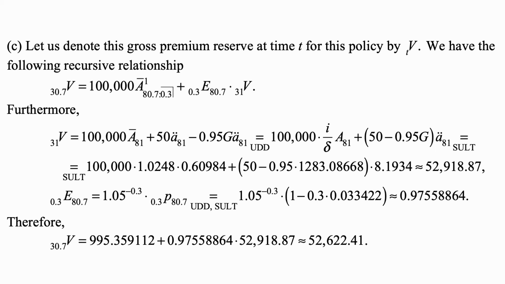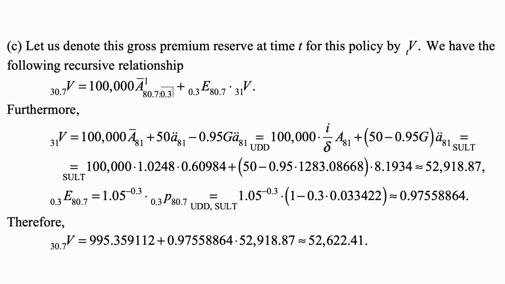Then 0.3E 80.7 is equal to 1.05 to the negative 0.3 times 0.3P 80.7. And using both the uniform distribution of deaths assumption and the standard ultimate life table, we write this as 1.05 to the negative 0.3 times 1 minus 0.3 times 0.033422. That's simply 0.3P 80.7 written as 1 minus 0.3Q 80.7, and that's 1 minus 0.3 times q 80.7. And that's approximately 0.97558864.